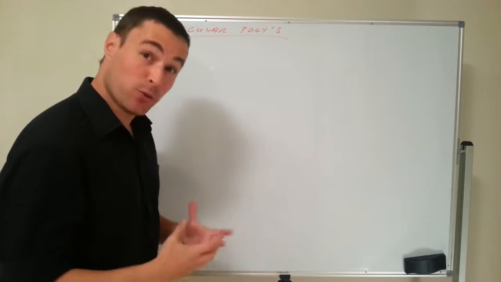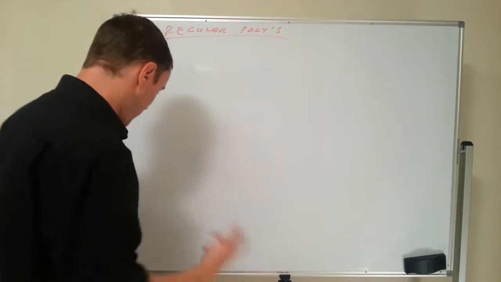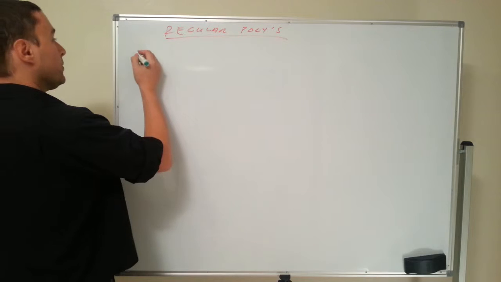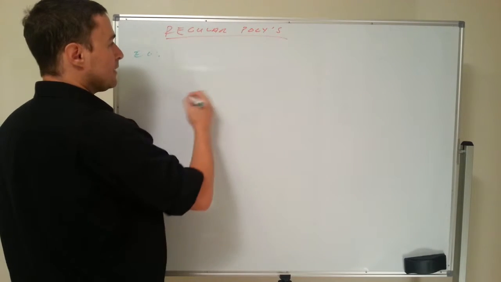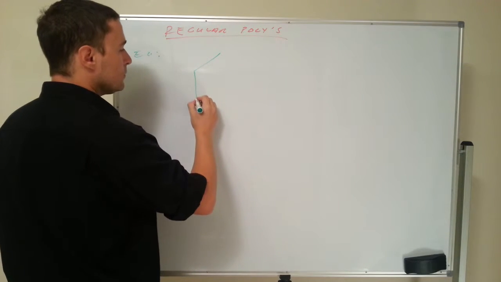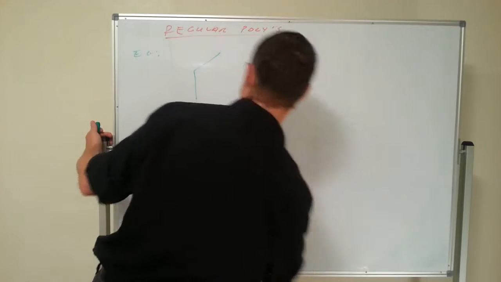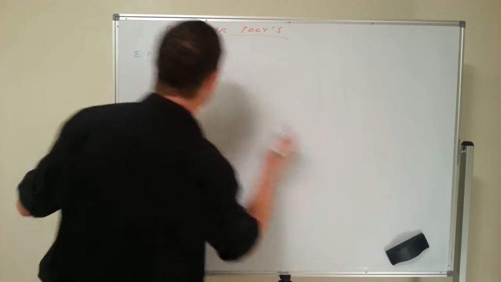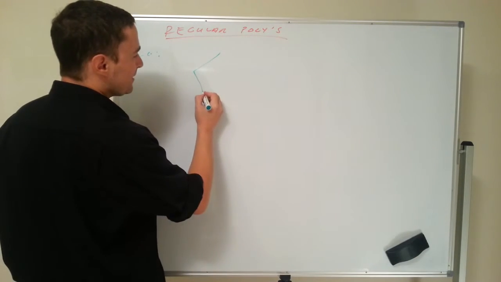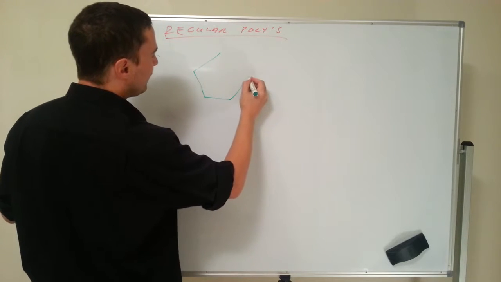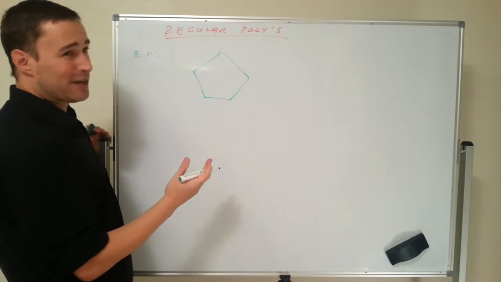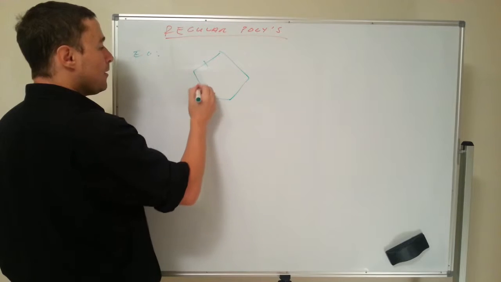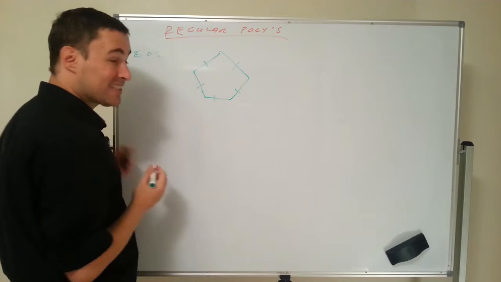For example, a square is a regular polygon. The one that I've drawn in the notes is a regular pentagon. 1, 2, oh, that's not regular. Let's try that again. 1, 2, 3, 4, 5. Well, that's about as regular as I can make it freehand. Now, regular means that all 5 sides are equal.